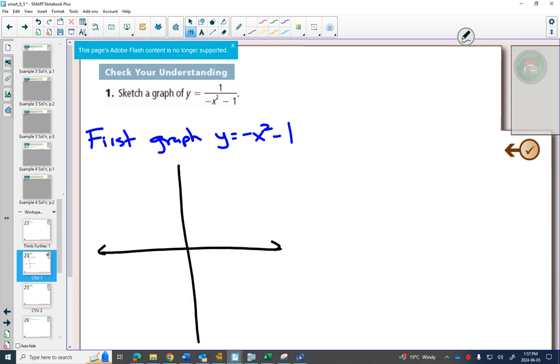Can you tell that this parabola, well, all parabolas have a vertex. Can you tell where that vertex is? That vertex is going to be at (0, -1). And because the a value is negative, this parabola is going down. It has an a value of -1, so we could do over 1, down 1, over 1, down 3.